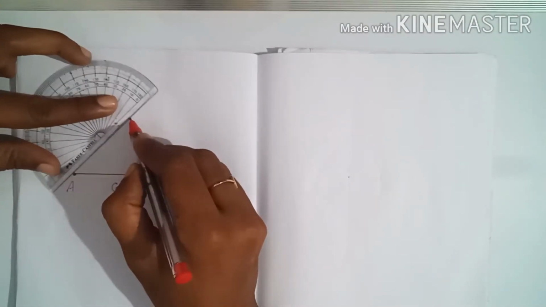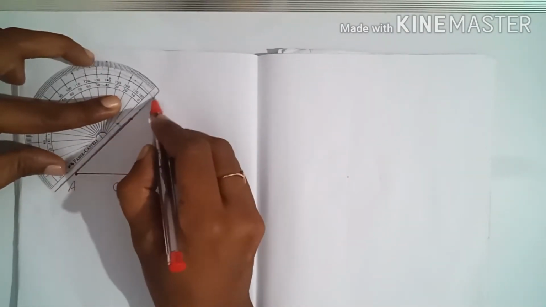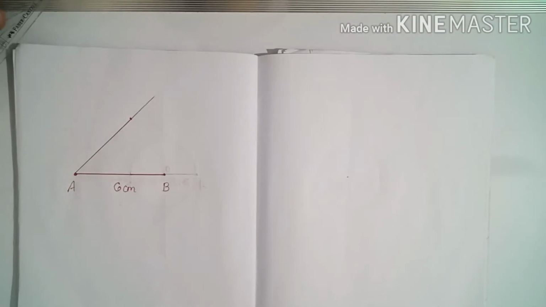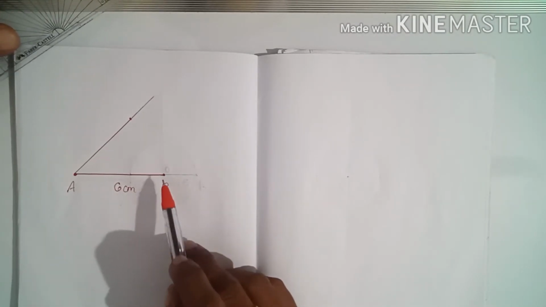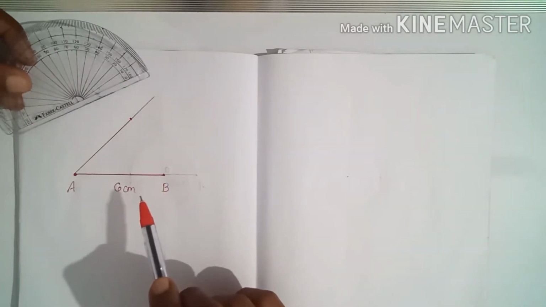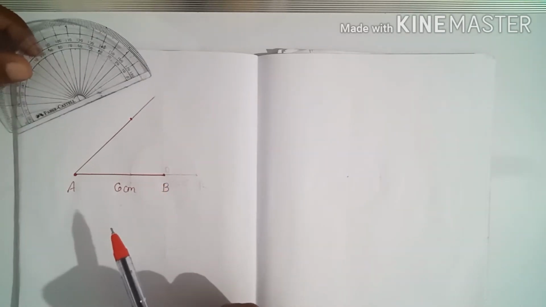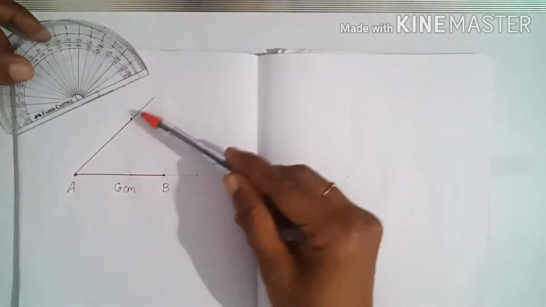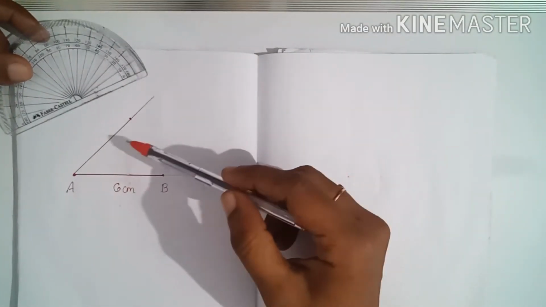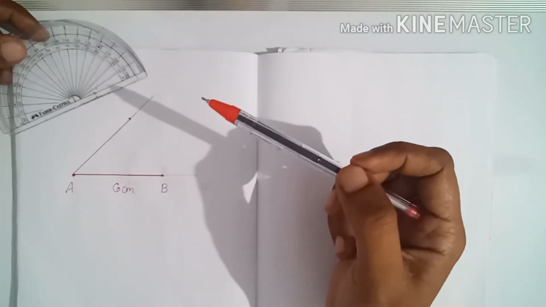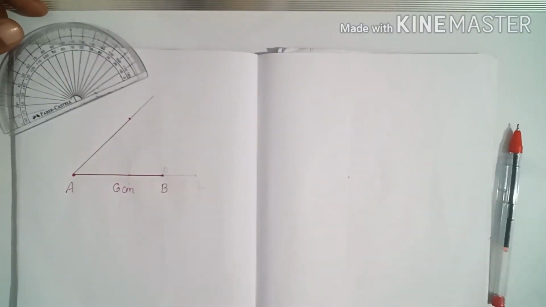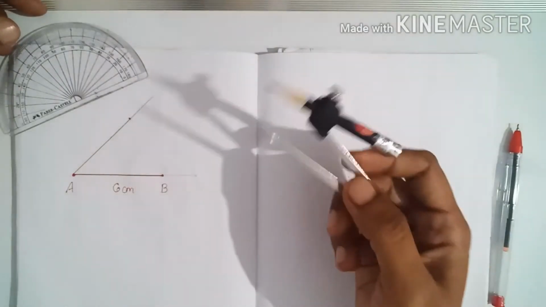So this angle will be what? 45 degree. This angle is 45 degree. Okay, now next is what? We need to draw the angle bisector of this angle, then only we will get 22.5 degree. Okay, so what is the method? Bisector of angle, that means angle bisector.